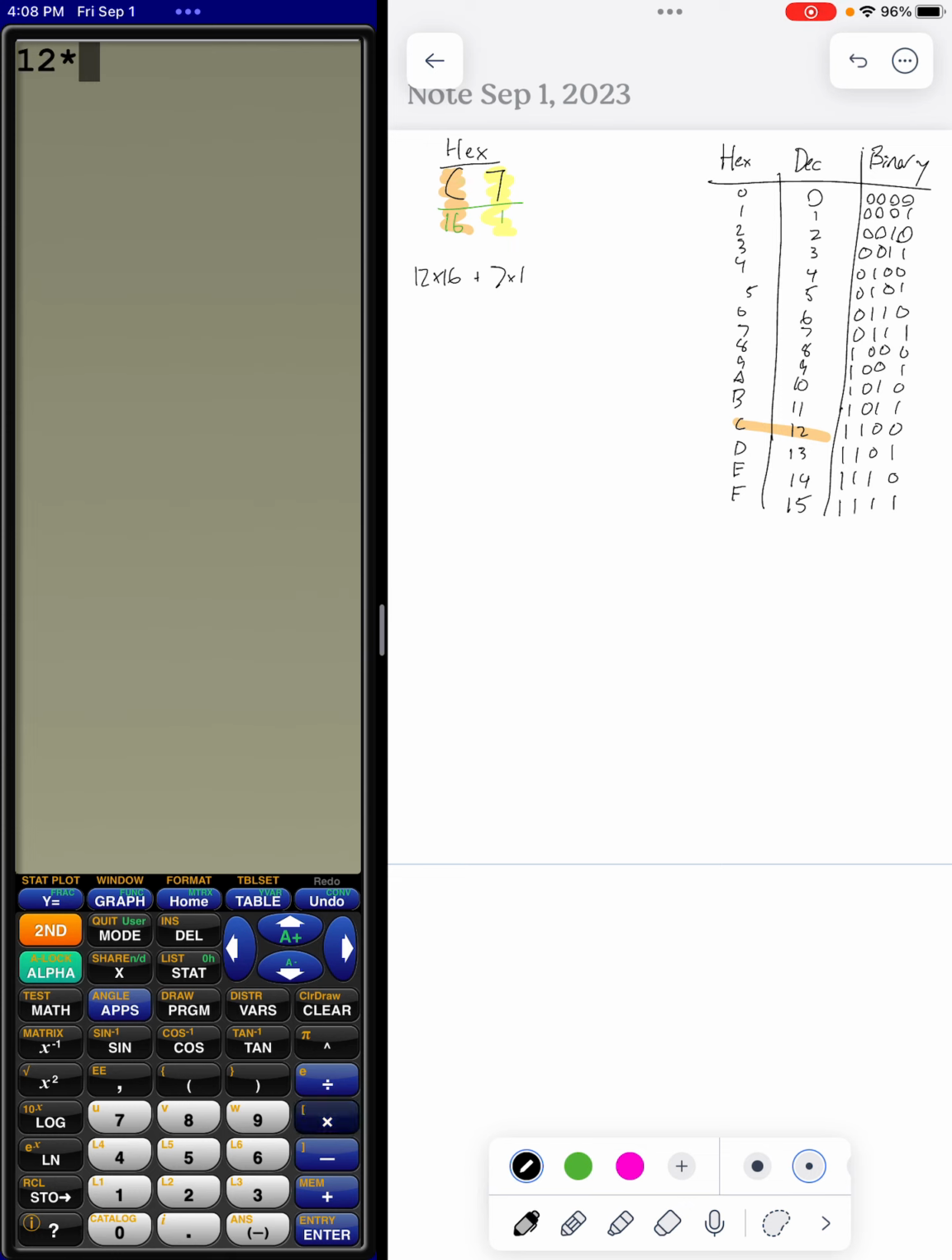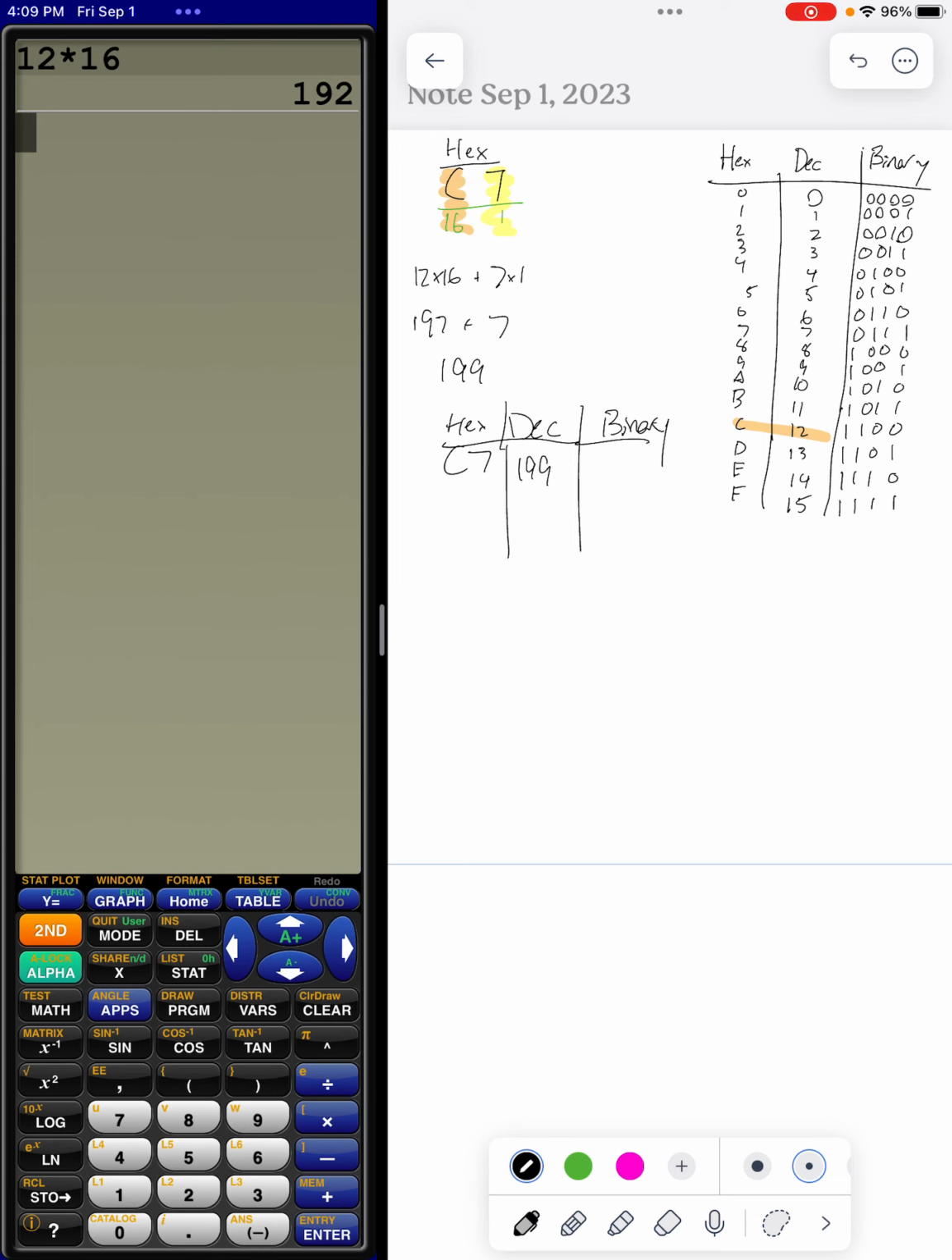So we have 12 16's, which is 192. We have 7 1s, which is 7. So this number is 199. So C7 in hex is the same as 199 in decimal. And then we'll talk about binary.